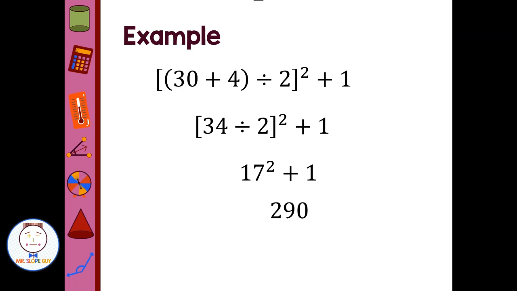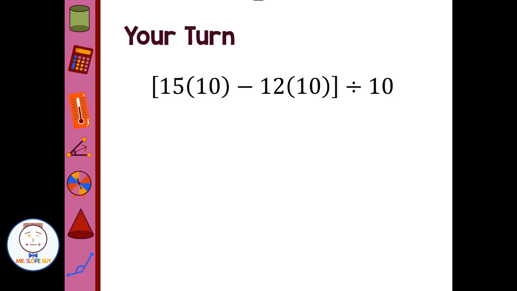All right, what else do we have to look at for order of operations? How about you guys pause the video here and see if you can work out this problem. And come on back, we'll see how you did.